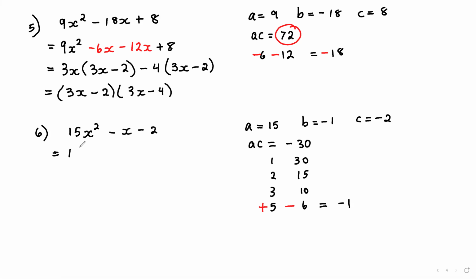So this would be 15x squared plus 5x minus 6x minus 2. And now we factorize by grouping. What's the common factor between 15x squared and 5x? 5x. What goes in the brackets? 3x, because 5x times 3x is 15x squared. Yeah, and then plus 1.